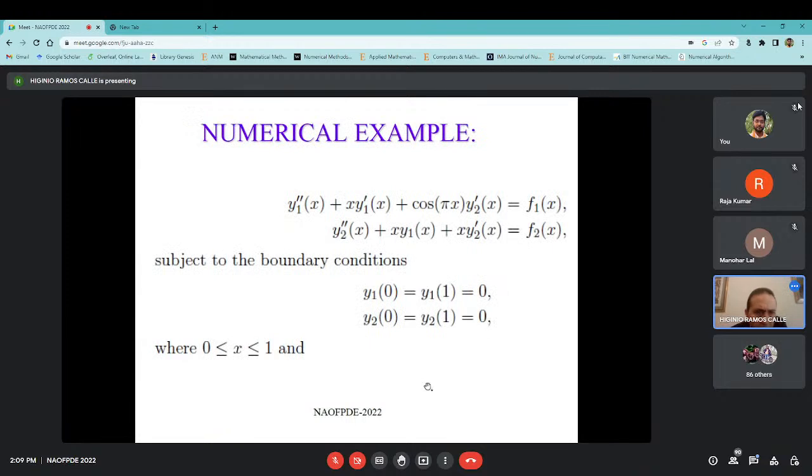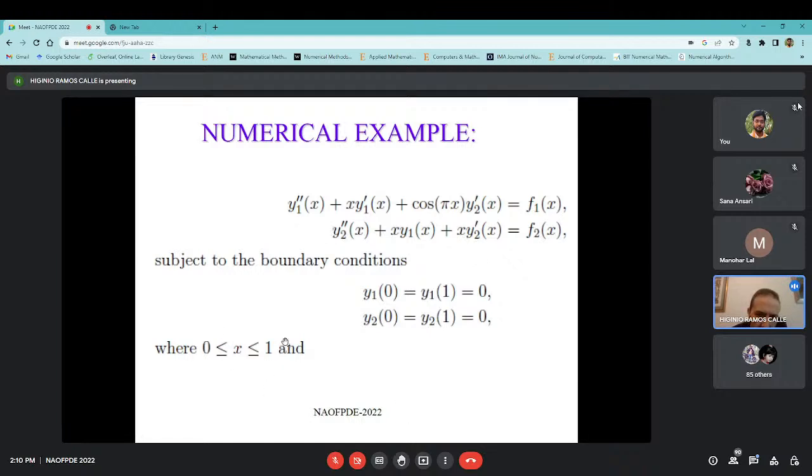Well, let's see a numerical example about the use of this block method. So in this case, we have a system and we have boundary conditions. So we have a system with two second-order differential equations.